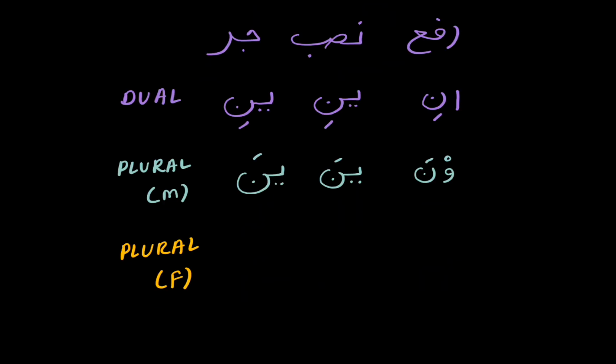Similarly for plural feminine nouns, in the marfu state it is alif ta with a double dhamma, in the mansub state alif ta with a double kasra, and in the majrur state alif ta with a kasra. By seeing these word endings, we can say whether the noun is in the marfu, mansub or majrur state. Inshallah, in the next class we will learn more about declension in nouns, which is also a part of the i'rab of a noun.